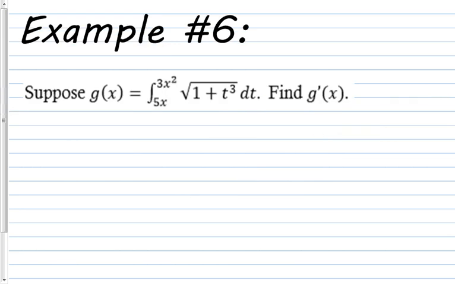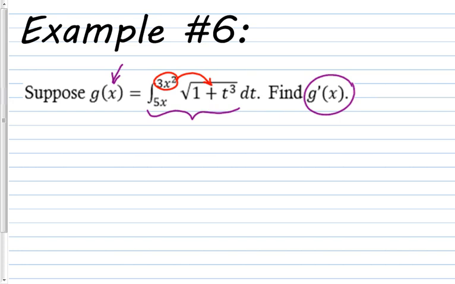Example 6. Suppose g of x equals the integral from 5x to 3x squared of the square root of 1 plus 2t cubed dt. Find g prime. Alright, see? I'm looking for the derivative of this function. And this function is the integral here. So I'm deriving the integral, which basically they cancel out. My only real job here, really, is to plug these in wherever there's t.